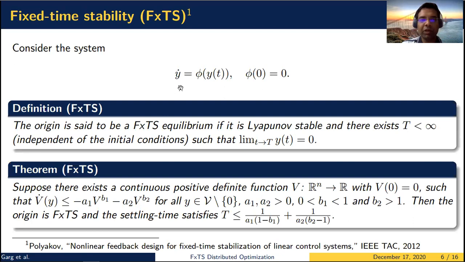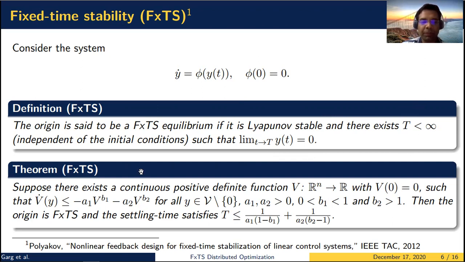So some preliminaries: consider a nonlinear dynamical system with the origin being the equilibrium point. We say that the origin is a fixed time stable equilibrium if it is Lyapunov stable, and there exists a fixed amount of time, independent of the initial conditions, such that the trajectories of this nonlinear system converge to the origin within that fixed amount of time t.